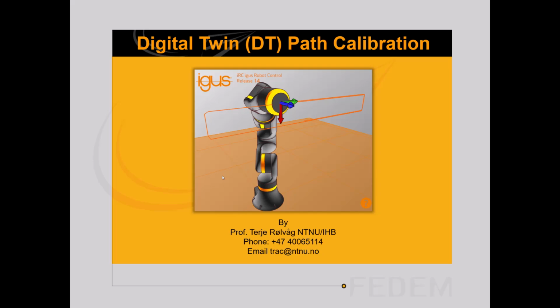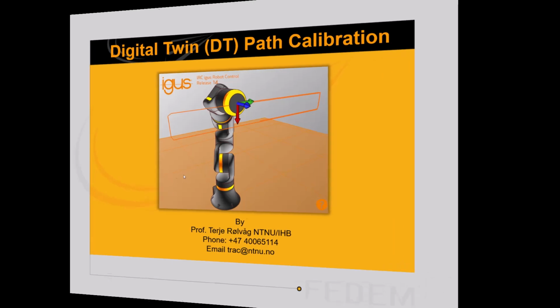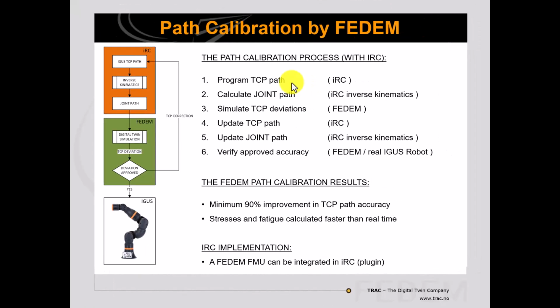I'm Terje Røllevåg, and today I'm going to show you how you can use a digital twin, that means a FEDEM plugin, in order to calibrate the path generated in IGUS iRC. The main objective with this calibration process is to calculate a path which considers the flexibility in the structures and gears and the loads acting on the real robot.